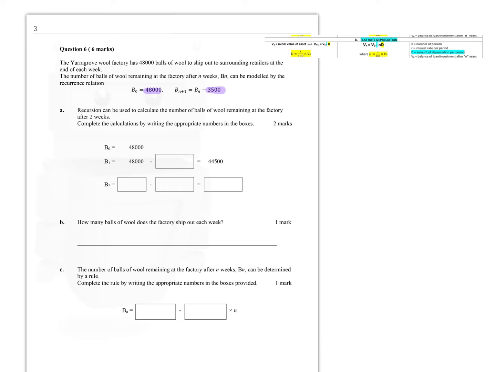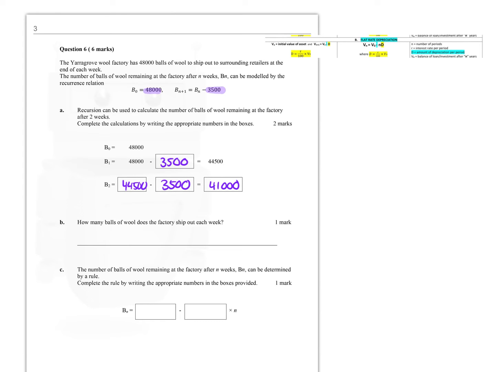So this was like before, where we had to show it recursively. They've pretty much stepped it out for us. So in this first box, what number are we taking away? Yeah, 3,500. And then when we go to find the second week, we write what we have, and then we minus that again. And what would that be? That's like that. And that's all you have to pop in.